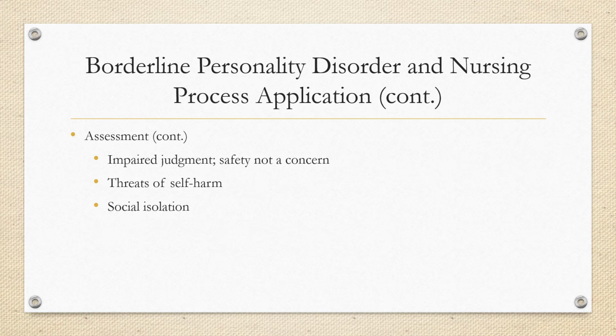Judgment is impaired and they can be very impulsive and have a lack of concern for safety. They frequently engage in risky behaviors such as gambling, reckless driving, or shoplifting. Insight is poor and they have difficulty accepting responsibility for their behavior, blaming it on someone else. They may threaten suicide or self-harm and may complete suicide. Relationships are difficult, unstable, and intense. They fear being abandoned and can engage in desperate behaviors, including suicide attempts, to get and maintain relationships.